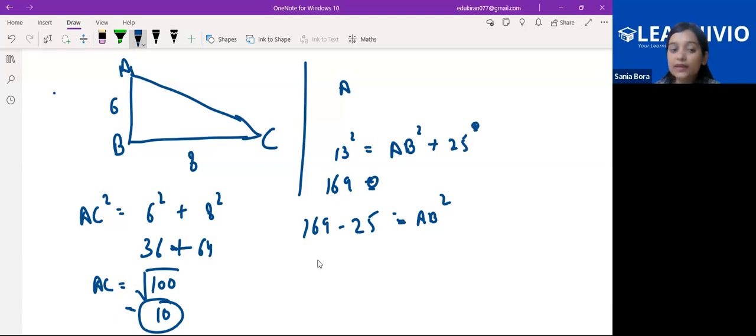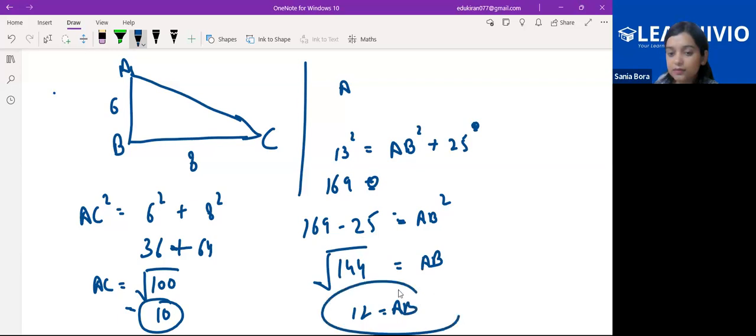Yes, ma'am. Once you subtract it, you got 144, right? And this will come to this side, so AB would be 12. Yes? Yes, ma'am. Everybody got it?